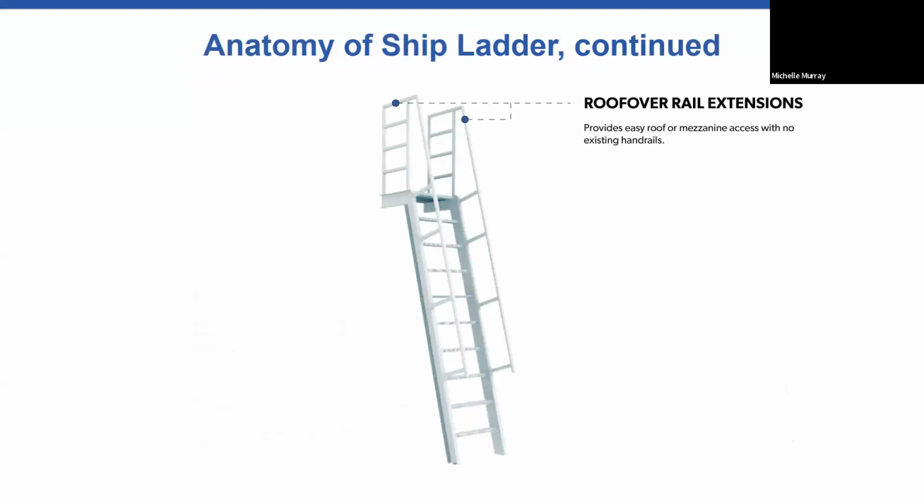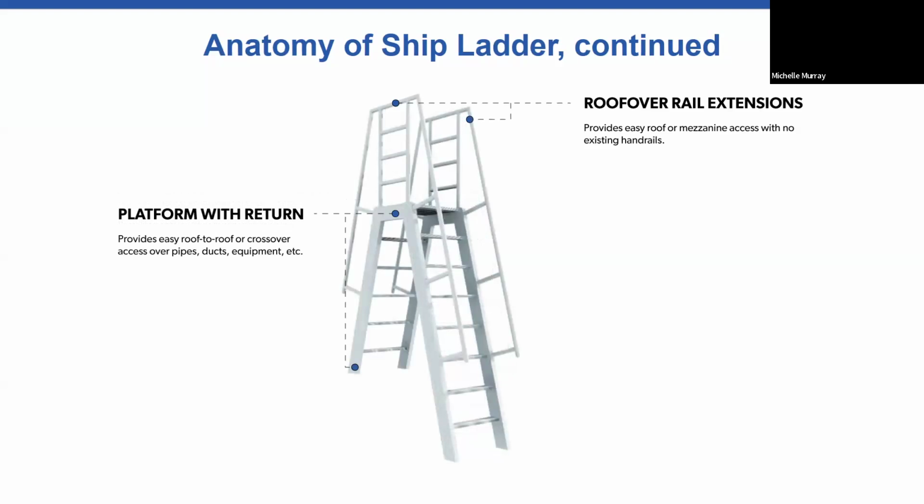Sometimes the ship ladder can have a roof over rail extensions, which provide easy roof or mezzanine access with no existing handrails. It can have a platform without a return, again, providing easy roof or mezzanine access. It can have a platform with a return, again, providing easy roof to roof or crossover access over pipes, ducts, or equipment.